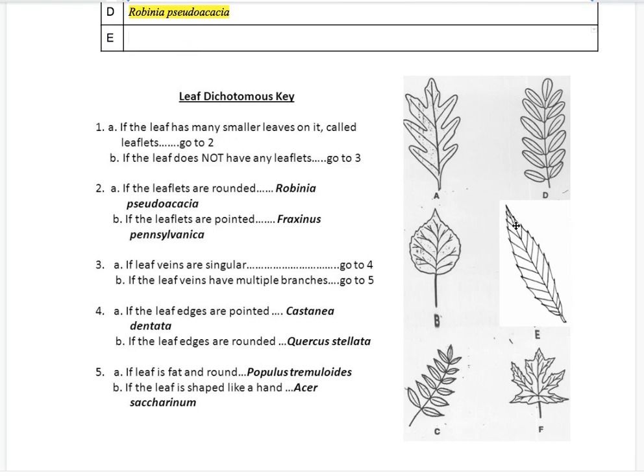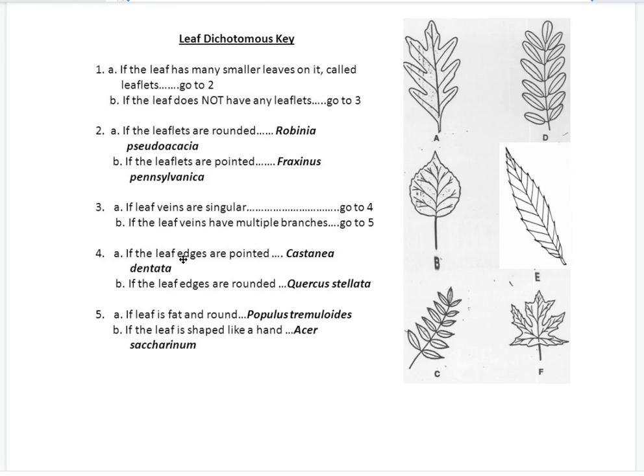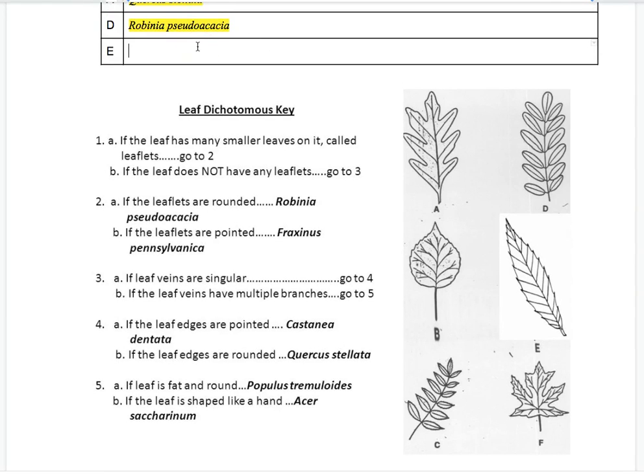Finally, E. If the leaf has many smaller leaves on it, which it does not, so that's B, it does not have any leaflets, we go to 3. If the leaf veins are singular, or if they have multiple, they don't have multiple, so they're singular, we go to 4. If the leaf edges are pointed, or if the leaf edges are rounded. These look really pointed to me, so that is Castanea dentata. And again, you're going to italicize that.